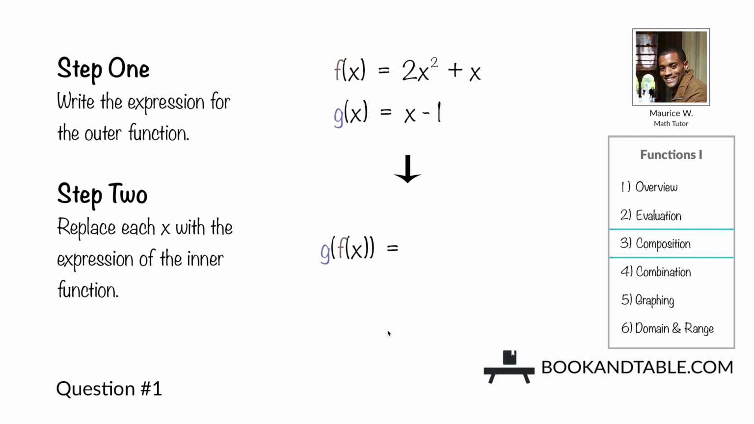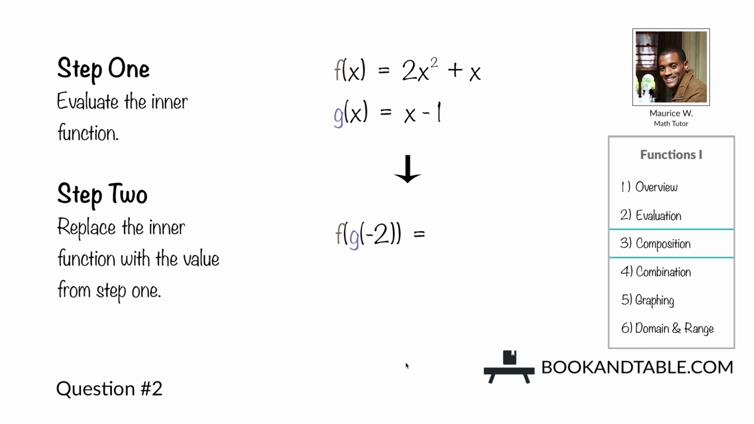Question number 1, write the expression for the outer function. So we were asked to find g of f of x. So the outer function would be g of x, which would be x minus 1. And now step 2, replace each x with the expression of the inner function, which would be f. So we replace this x with 2x squared plus x. And when we do so, we see that g of f of x is equal to 2x squared plus x minus 1. So that is the answer to question number 1.